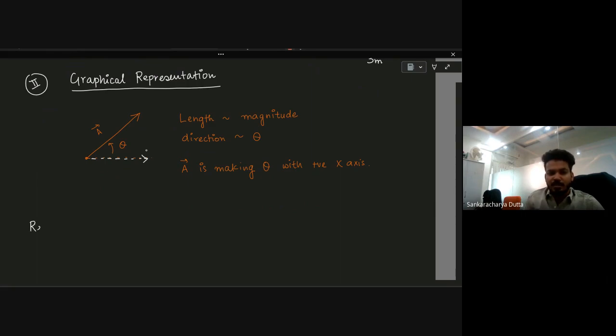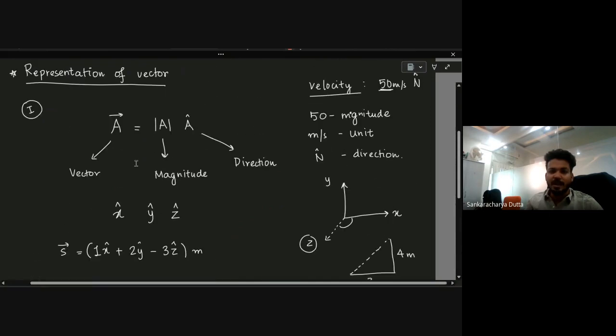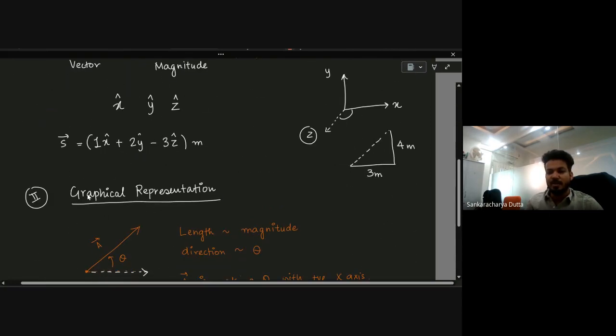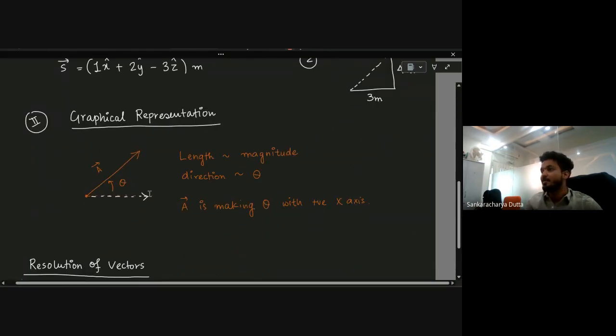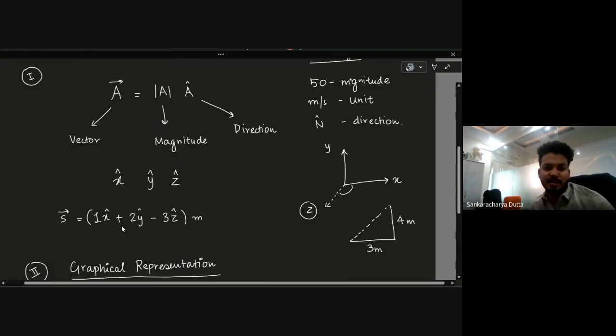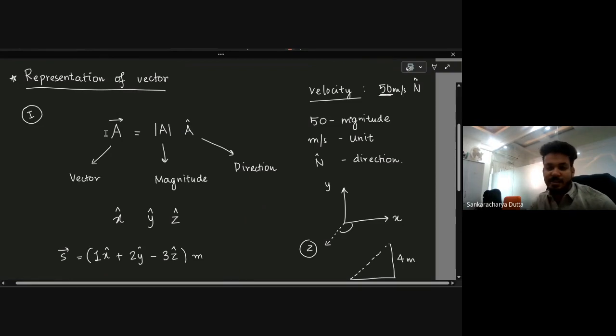Write down resolution of vectors, the next topic. Resolution of vectors. Now, what is resolution of vectors? Well, we understood there are two types of representation of vectors. One is the graphical representation, which is pretty much easy. It gives you an arrow and a theta. And the other one is essentially an algebraic form.